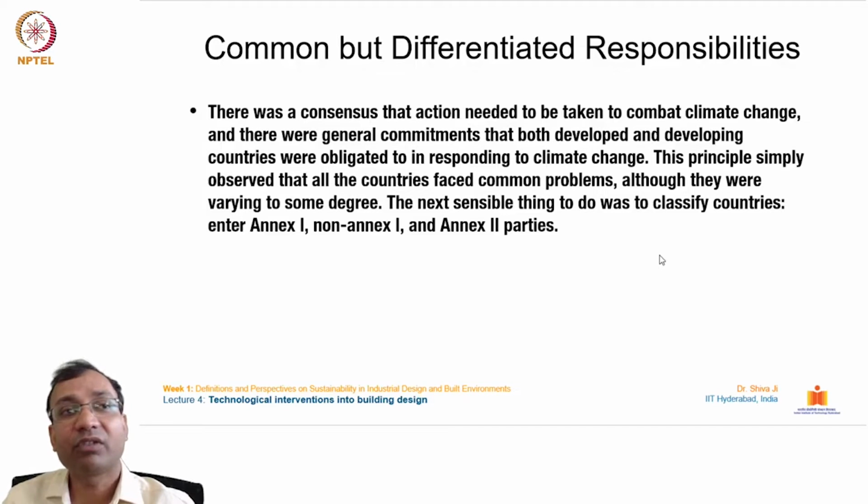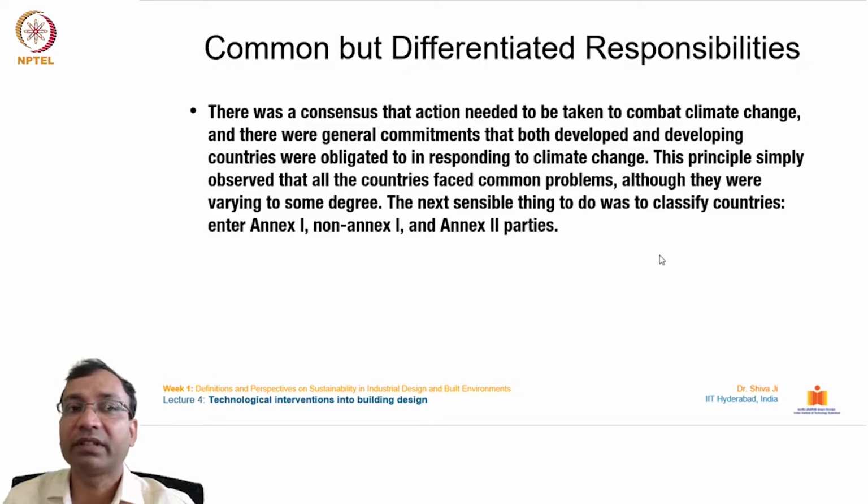So let's see, there was a consensus that action needed to be taken to combat climate change. And there were general commitments that both developed and developing countries were obligated to in responding to climate change. This principle simply observed that all countries faced common problems, although they varied to some degree.